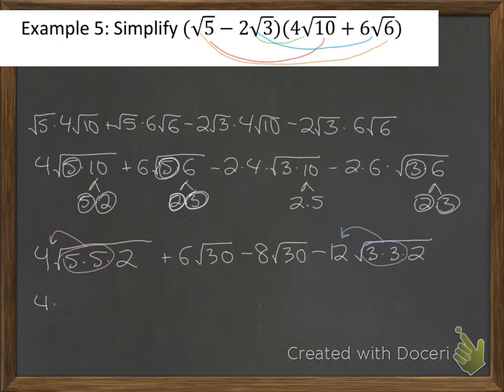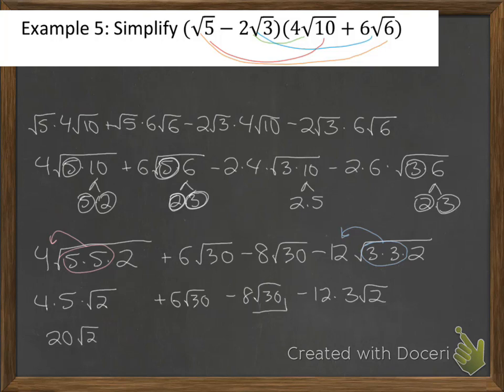So we're going to have 4 times 5 times the square root of 2, plus 6 square root of 30, minus 8 square roots of 30, minus 12 times 3 times the square root of 2. So this becomes 20 square roots of 2. Let's combine these like terms. Did you notice the middle terms can be combined? 6 minus 8 is negative 2. So I'm going to have minus 2 square roots of 30. Then I have 12 times 3. 12 times 3 is 36.